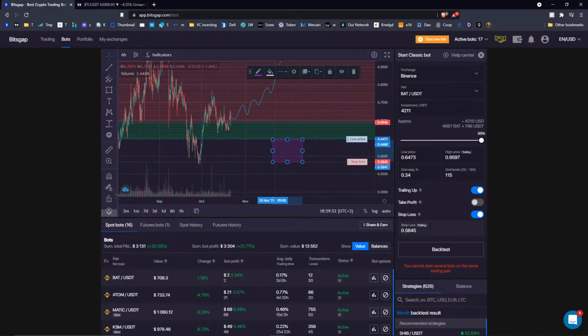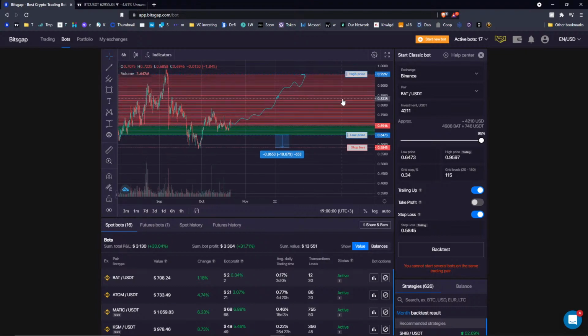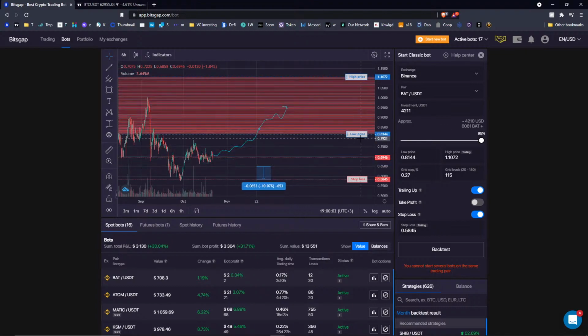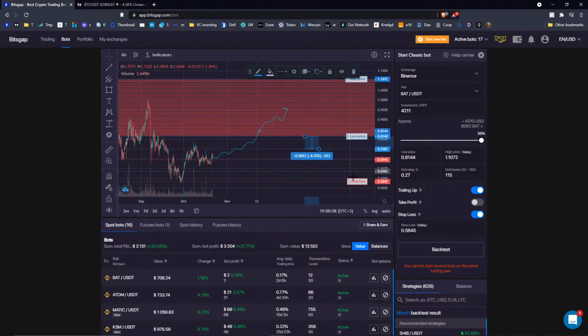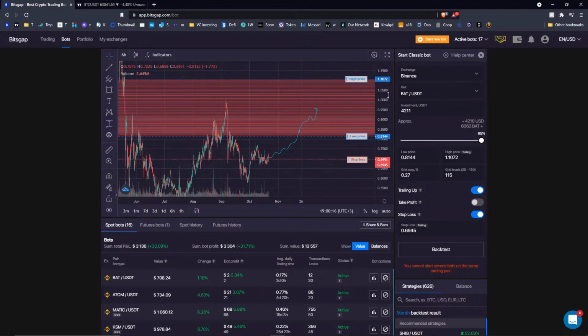So if it was initially set, let's say, as of now it's 10%, then whenever the trading range goes higher, like this for example, your stop loss is going to be 10% down always, maintaining this distance. So that's why you need to know that.